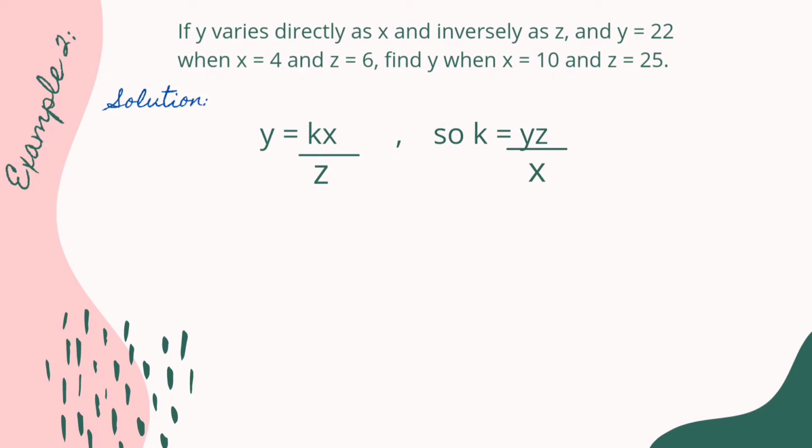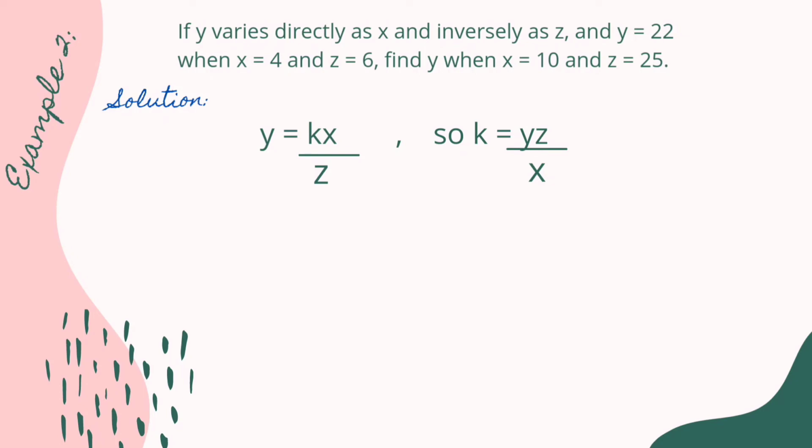So, kung si y equals k times x divided by z, therefore, the constant of variation is equal to the product of y and z divided by x. So, una, para matranslate natin yung ating variation statement into mathematical equation, kailangan muna nating hanapin ang constant of variation. So, ang gagamitin nating formula is k equals y times z divided by x.